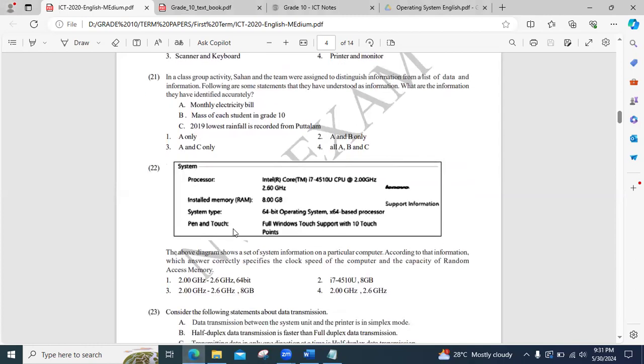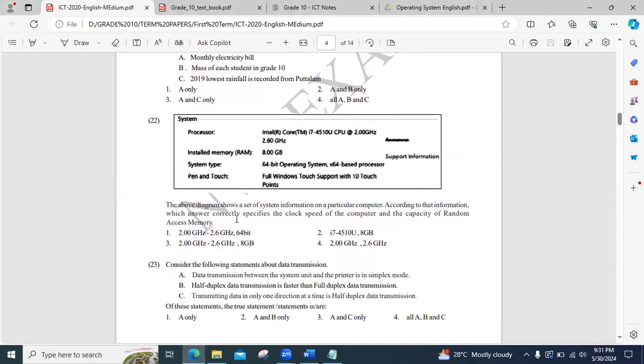Then question 22. The above diagram shows a set of information on a particular computer. According to that information, which answer correctly specifies the clock speed of the computer and the capacity of random access memory?